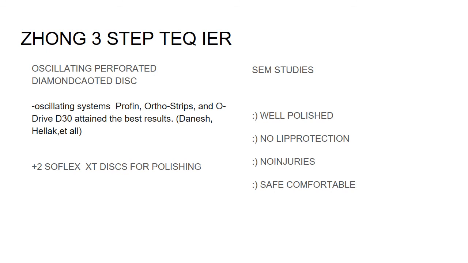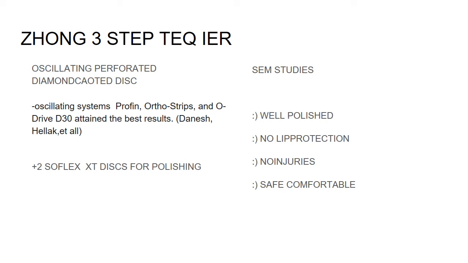So Zhong conducted a study and came up with a 3-step technique. He used oscillating discs like the one we've already seen by Brotec. He found that the current oscillating systems used for IPR, like Profin, Ortho strips, and ODrive D30, which were studied by Danish, are the most beneficial for IPR because they leave the surface less damaged when compared to the other methods. Of course, they need different handsets altogether. Most of them have a different system of handpieces which are required for them.